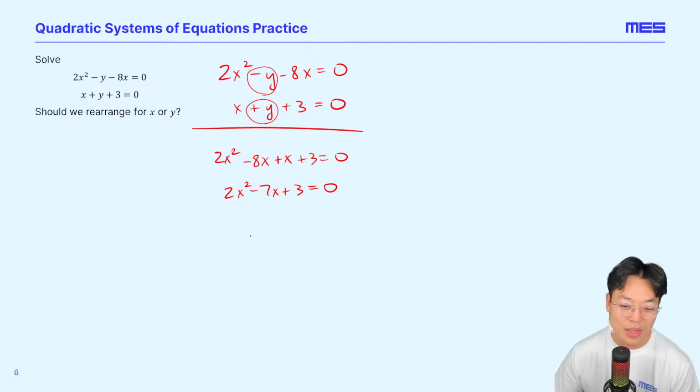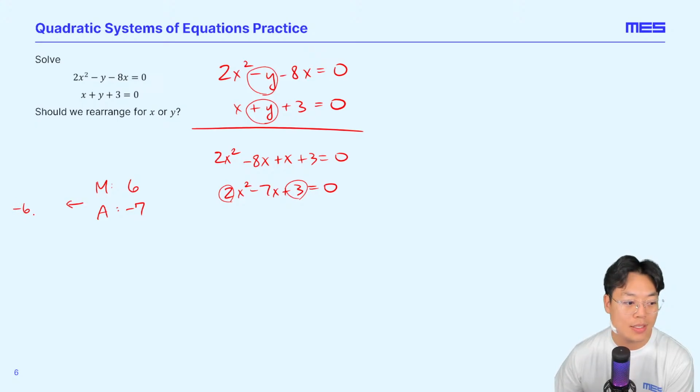Now, this is what we're thinking about. Whenever you have a leading coefficient to a quadratic equation that is not 1, this is how you solve it. We go 2 times 3. That is positive 6. So we're thinking of two numbers that multiply to 6, but add up to negative 7. Those two numbers are negative 6 and negative 1.